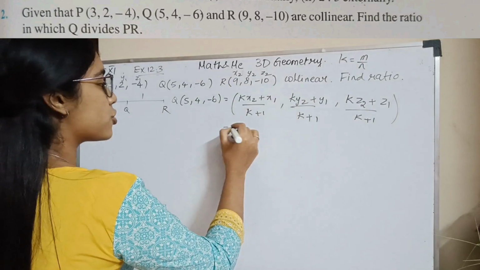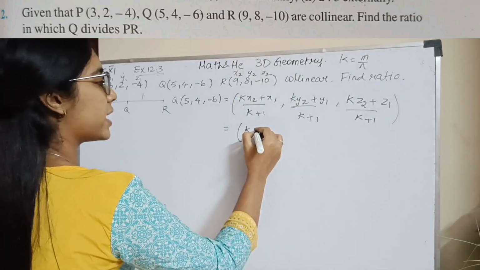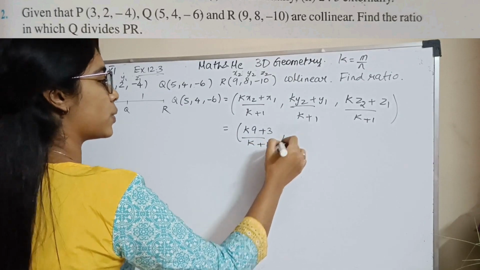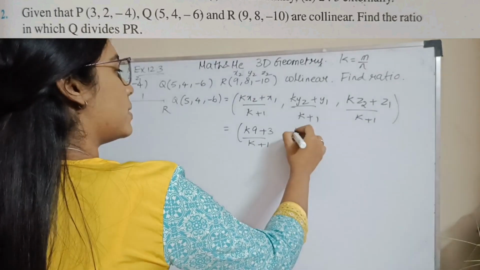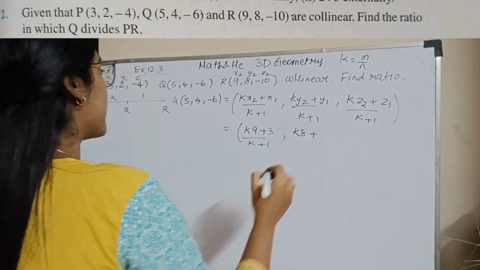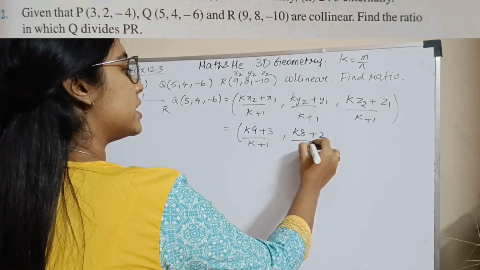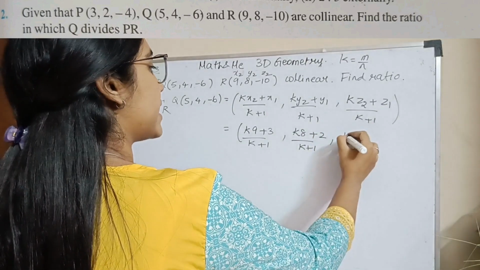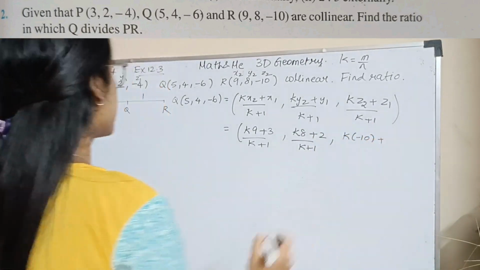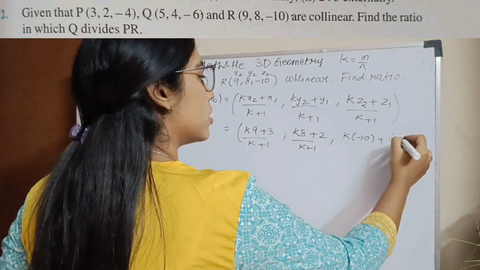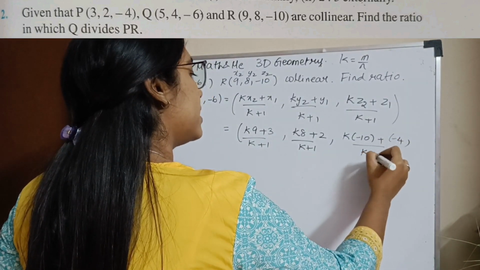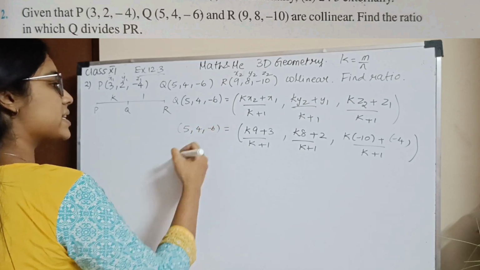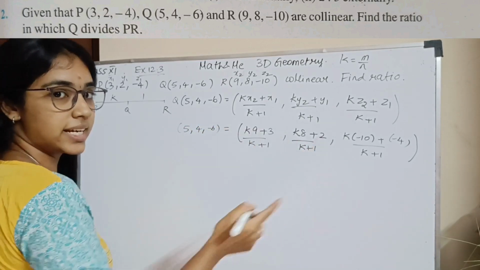Okay, so substitute panna I'll have k times x2 enna 9 plus x1 is 3 divided by k plus 1, ky2 which will be k times 8 plus y1 enna 2 divided by k plus 1, kz2 which will be k times minus 10 plus z1 which is minus 4 divided by k plus 1. So basically this is equal to 5, 4, minus 6. அப்படின்னா என்ன அர்த்தம்? X coordinates y and z equate பண்ணலாமா?